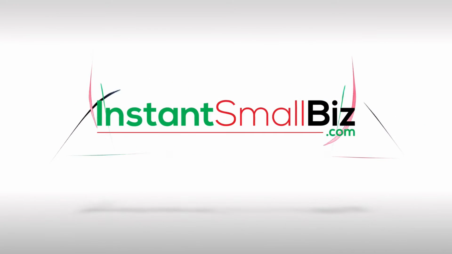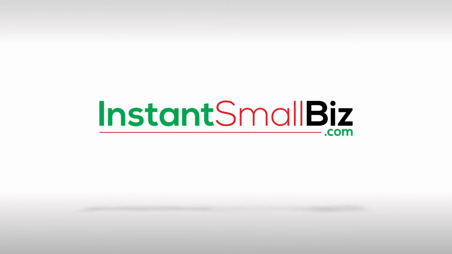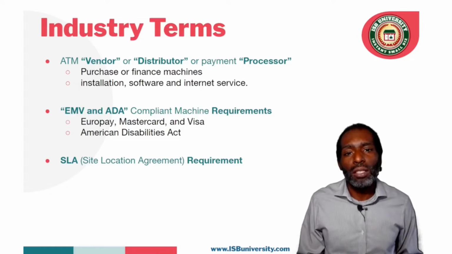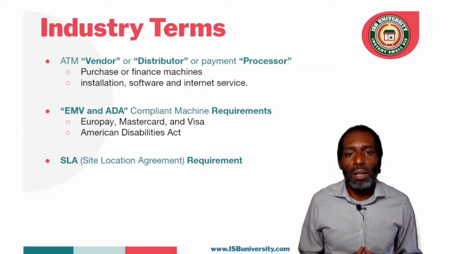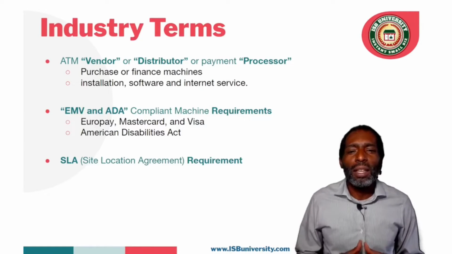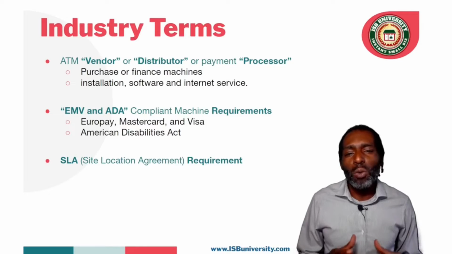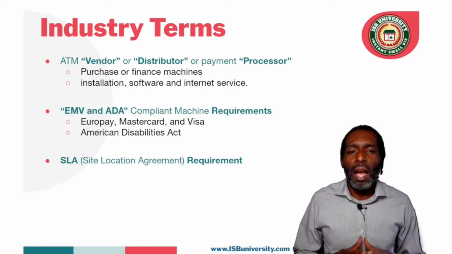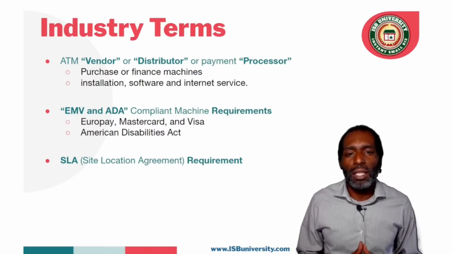SLA, Site Location Agreement, is the agreement that you have with the people at the location that's holding the ATM. There needs to be some type of agreement there. How long it's going to be, how much you're going to pay them, or how much they're going to pay you, or whatever it is, how long the terms are. You're going to need a site location agreement. It's basically a contract between you and the location owner.